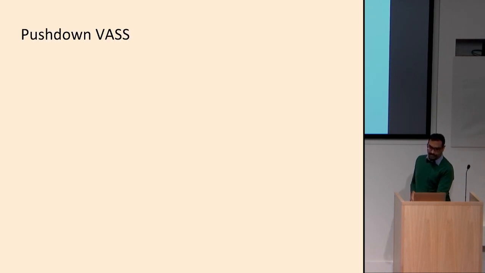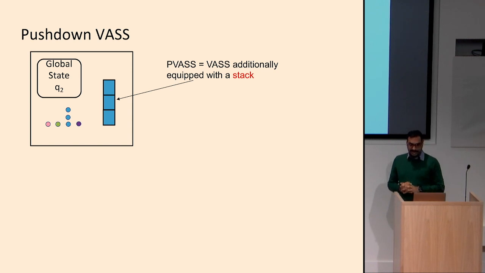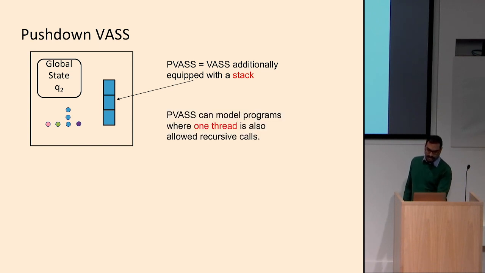So what's pushdown VASS? What you would expect: it's VASS equipped with 1 stack. I think it's well known that if you just have 2 stacks, this is already a model of computation which is Turing complete. But here we have 1 stack and a lot of VASS counters. With this, you can model programs where you have 1 thread which is also allowed recursive calls.